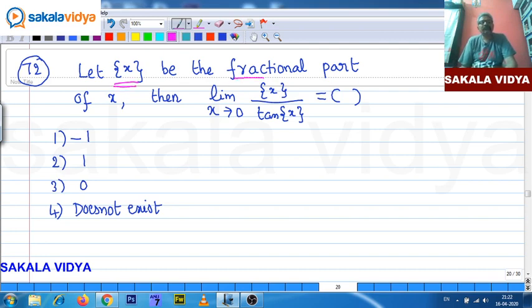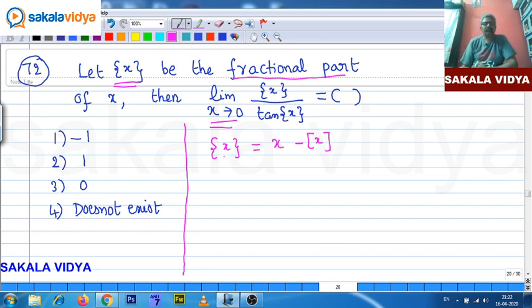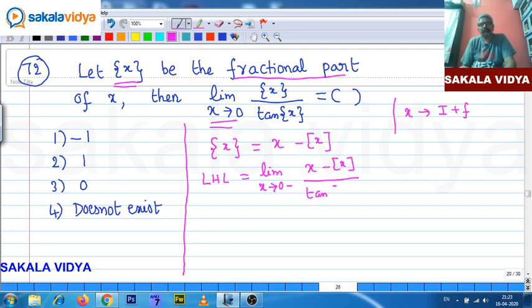So, this is the fractional part of x. Limit x tends to 0, fractional part of x by tan of fractional part of x. So, you see this fractional part of x is equal to x minus integral part of x. If you subtract the integral part from any number, you will get the fractional part, because any number is integral part plus fractional part. This is x minus step x. So, first let us find out LHL, left hand limit. Limit x approaches 0 from the left side, this minus indicates left side. Instead of the fractional part of x, replace x minus step x, by tan of x minus step x.